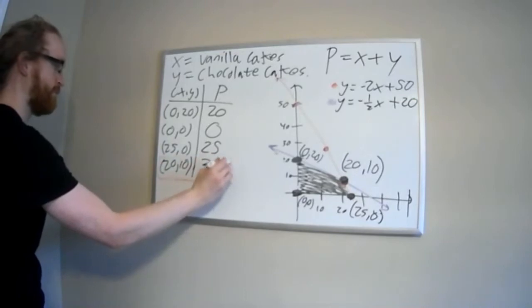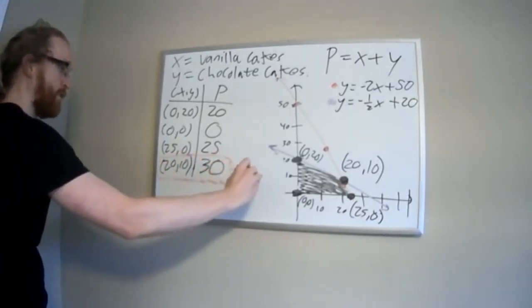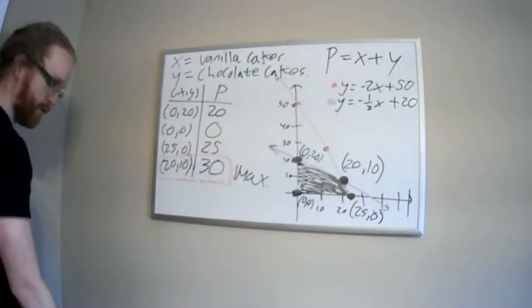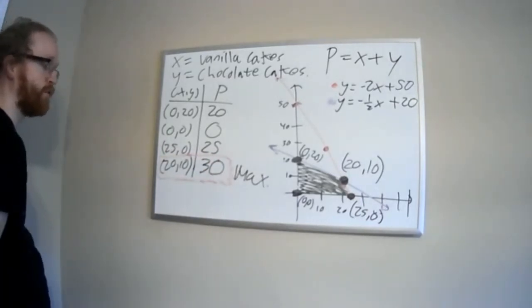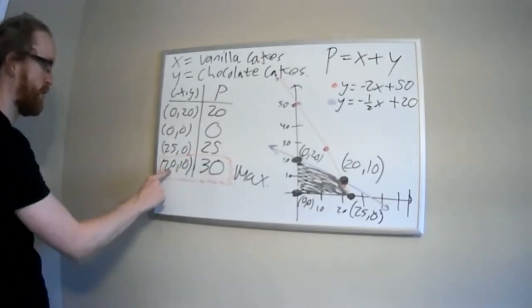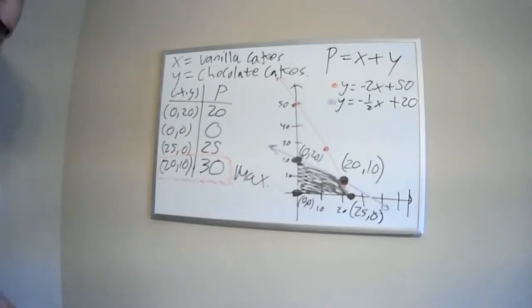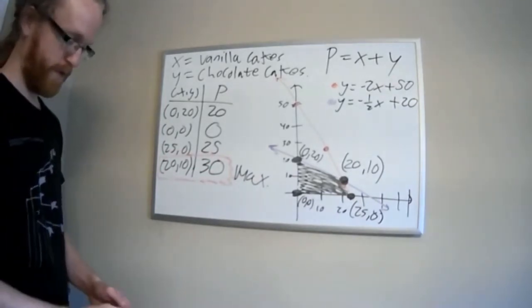This guy's really dying on me. Our maximum is 30, and so there's our answer. The maximum number of cakes that I can produce, given those constraints, is 30 total cakes, where I have to produce 20 of them vanilla and 10 chocolate. There's our answer. Okay.